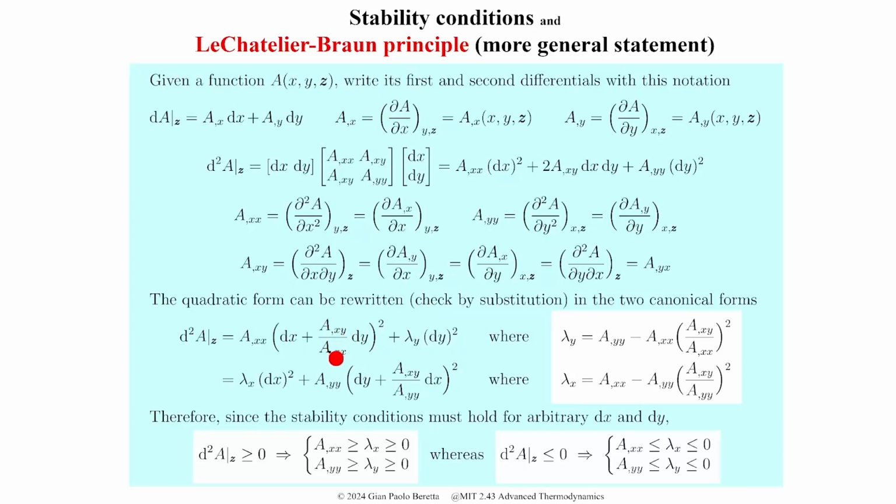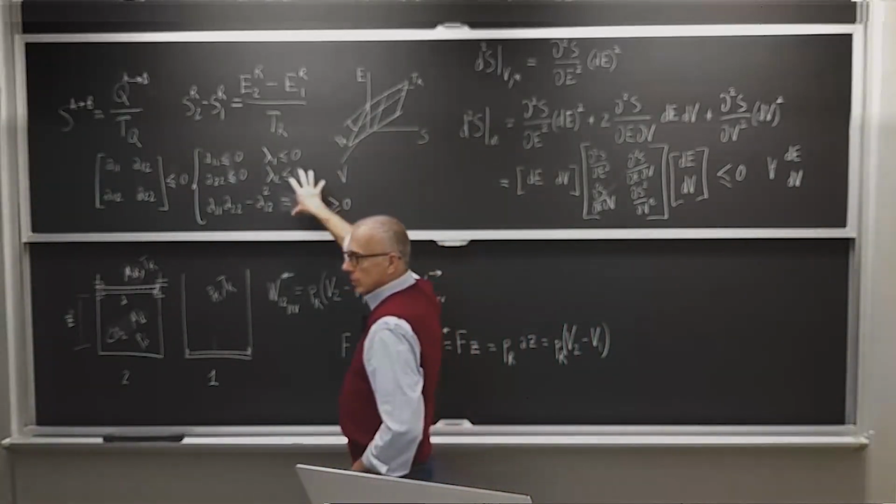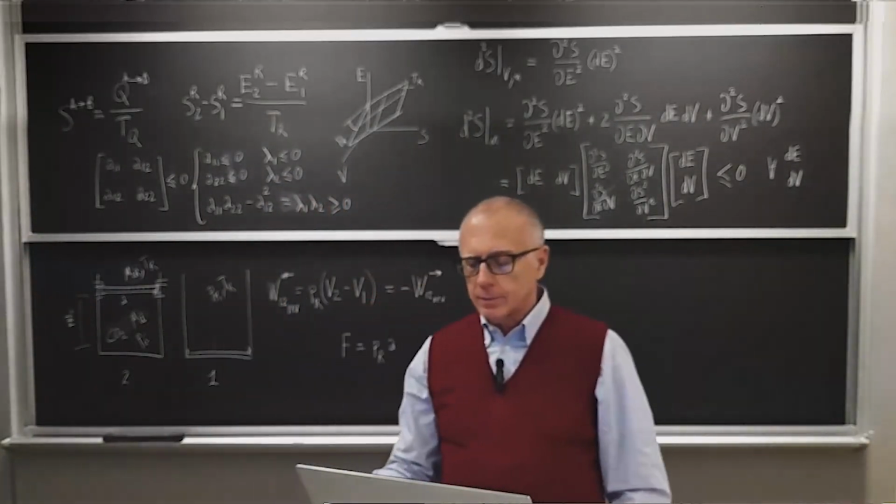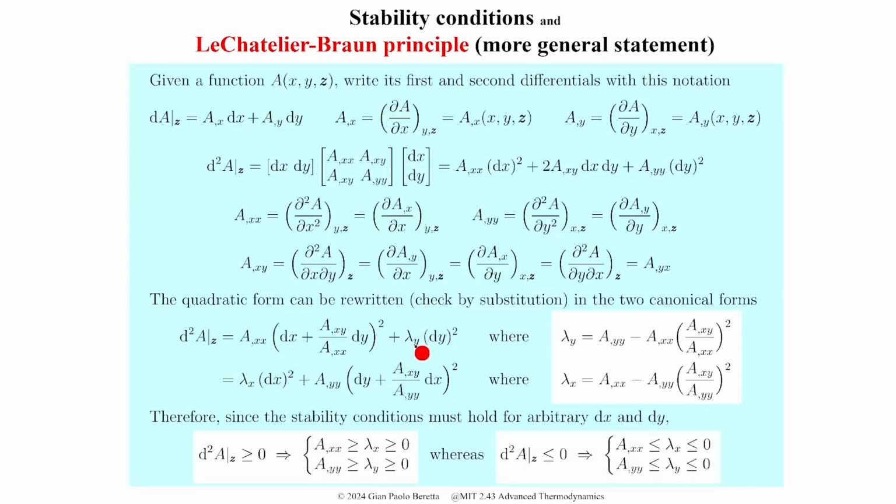And this ratio, this coefficient here, is the ratio of the second derivative with respect to xy divided by the second derivative with respect to xx. And then you find, if you substitute by comparison, that what you need to put in front of the dy squared is this lambda, which is not, sorry that I used lambda here, it's not the eigenvalues. But this lambda is given by this expression, again in terms of the original terms.